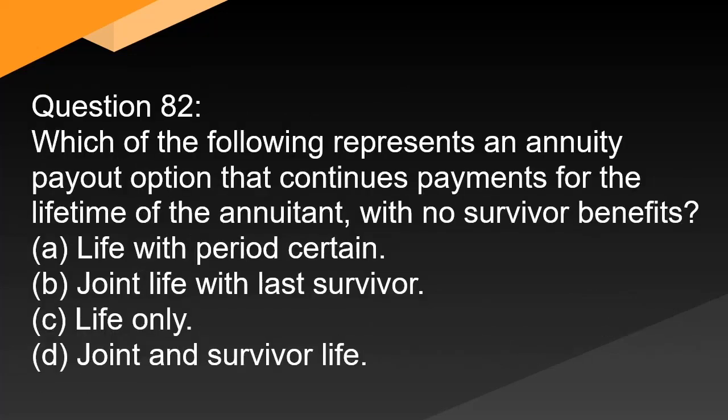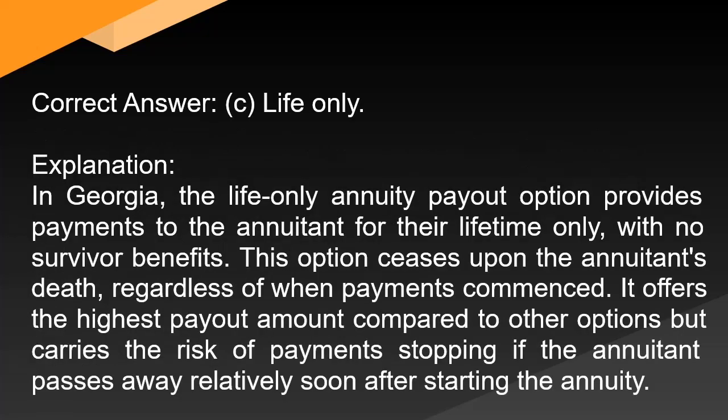Question 82. Which of the following represents an annuity payout option that continues payments for the lifetime of the annuitant, with no survivor benefits? Correct answer: C. Life only. Explanation: In Georgia, the life-only annuity payout option provides payments to the annuitant for their lifetime only, with no survivor benefits. This option ceases upon the annuitant's death, regardless of when payments commenced.